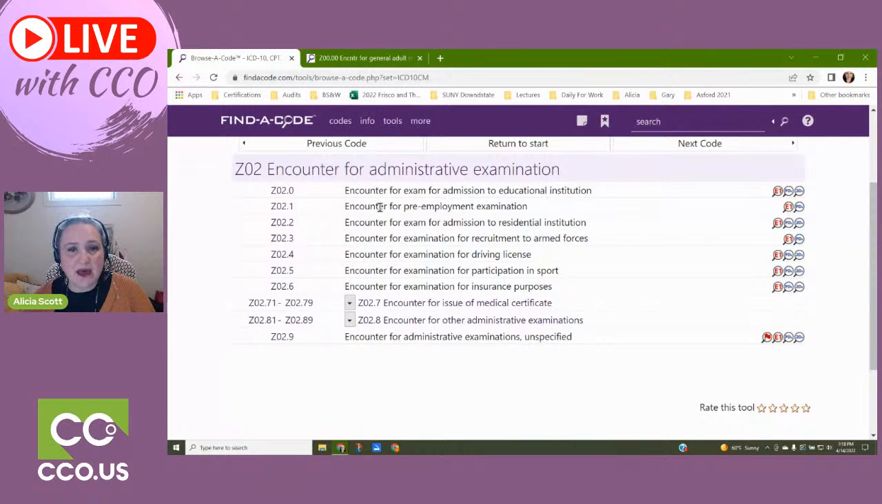Z02.1, because you're not paying for this. Your insurance is not paying for it. The prospective employer will pay for that. And let's see, admission to residential institution.